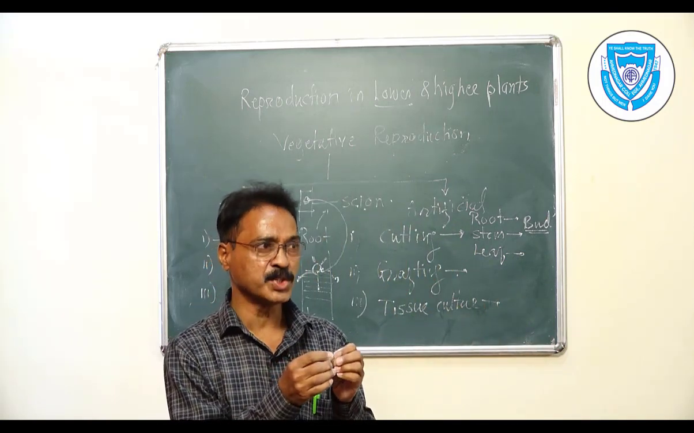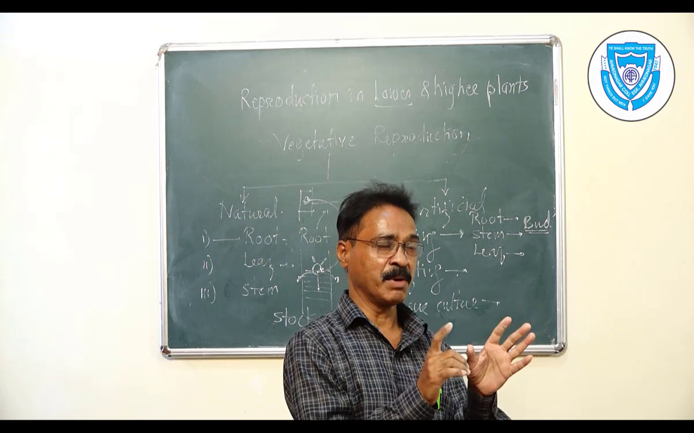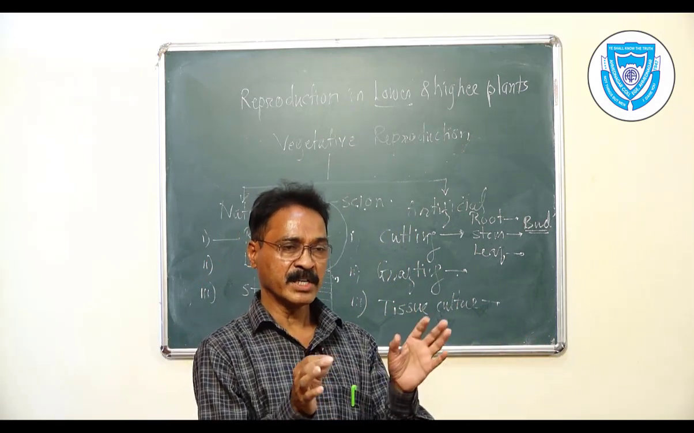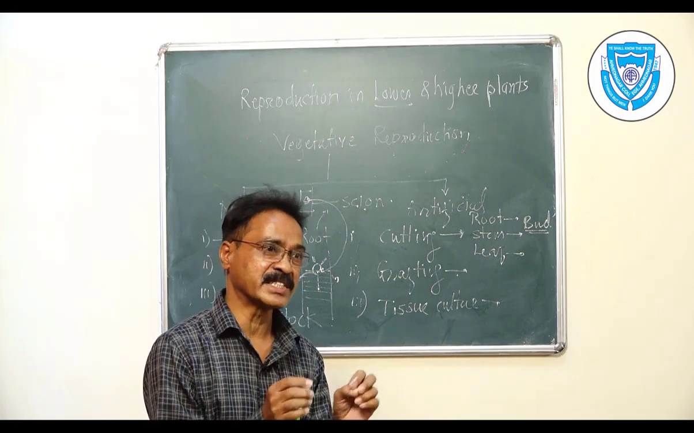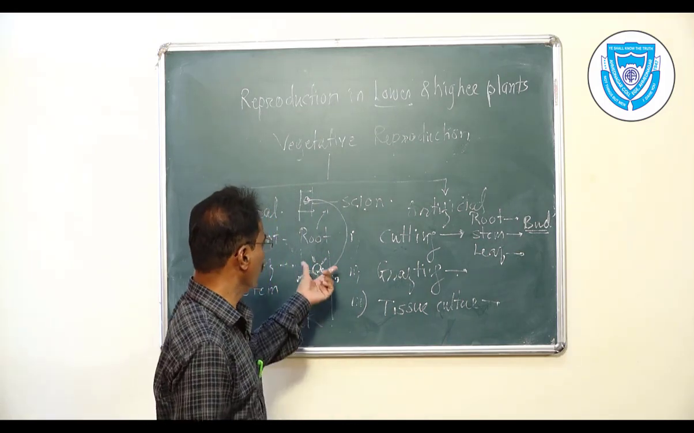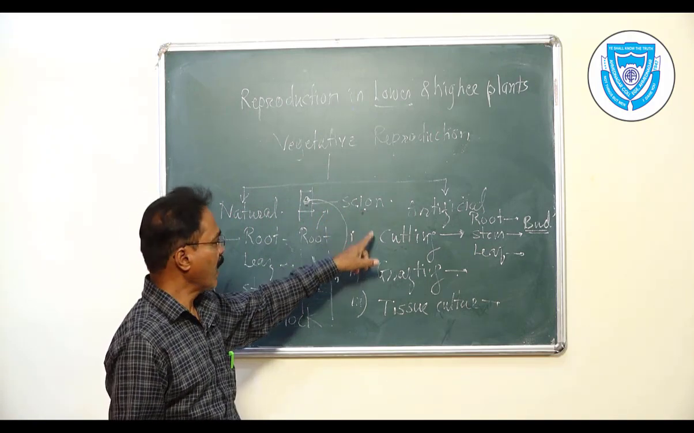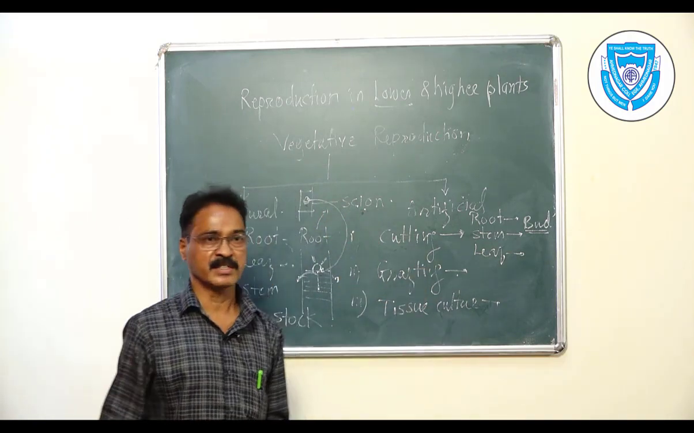This is the union of two parts, not cells, remember, the union of two parts, but it is not the union of two cells or gametes, and hence the new plant developed is an exact copy of the scion. And the last one is the tissue culture technique.